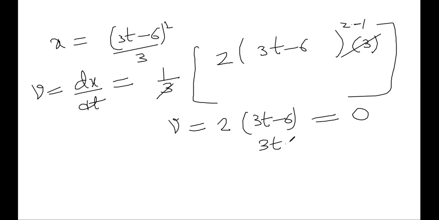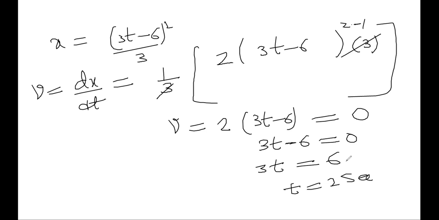3t minus 6 is equal to 0, divided by 2 is anyway 0. So 3t equals 6. So t equals 2 seconds. I hope that is understood. 6 by 3. So 2 seconds. This time we have to use to find the displacement.